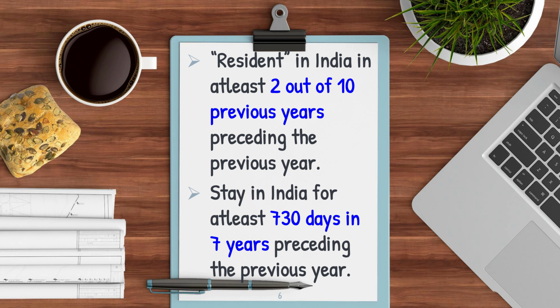If he fulfills any one of the additional conditions, he becomes a resident and not ordinarily resident. If he fulfills none of the additional conditions, then also he is a resident and not ordinarily resident.